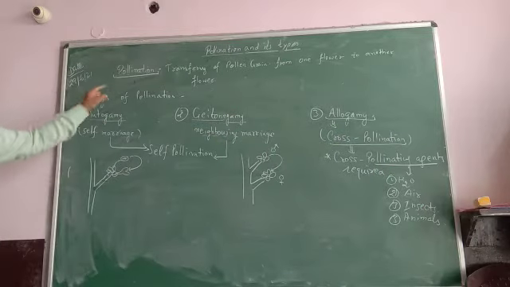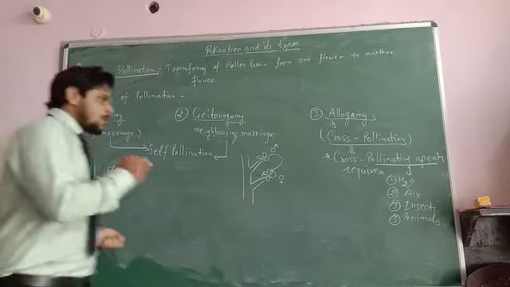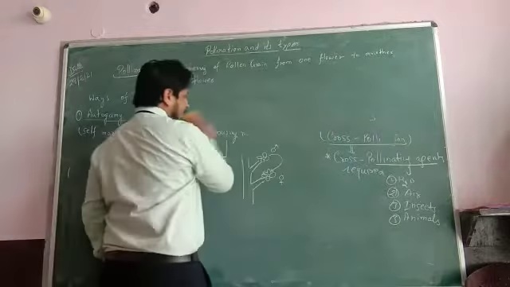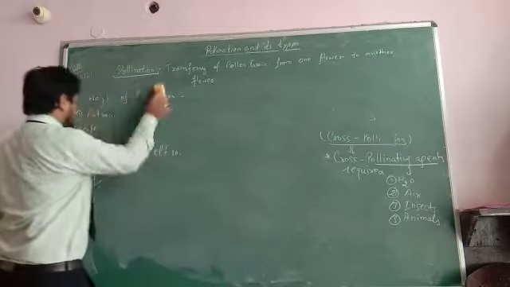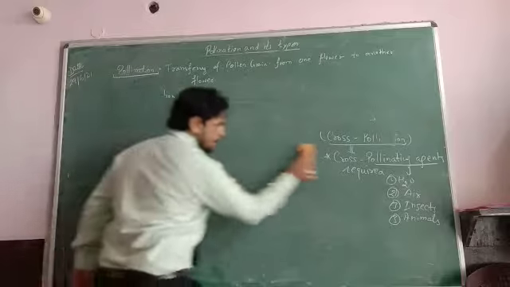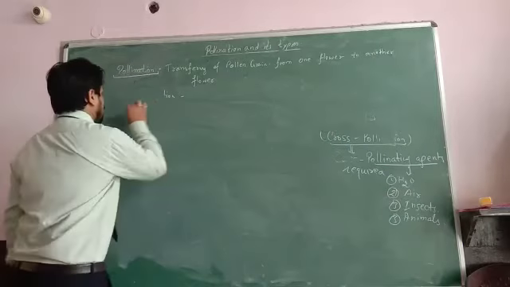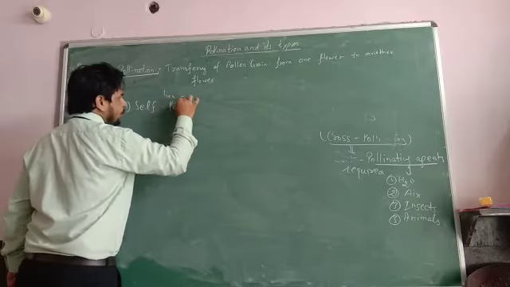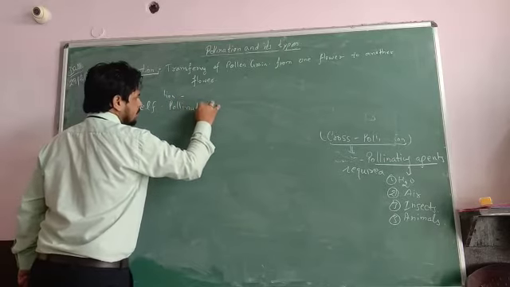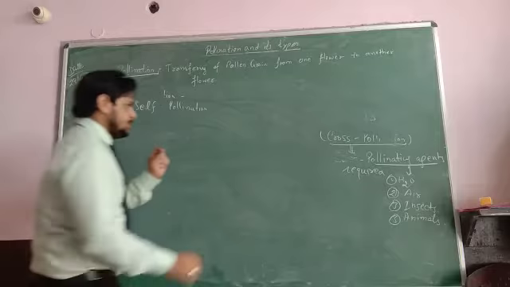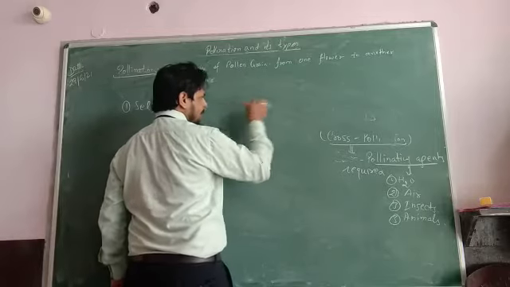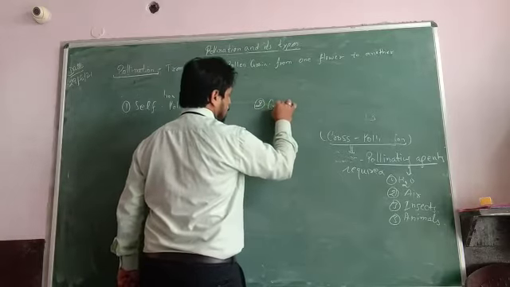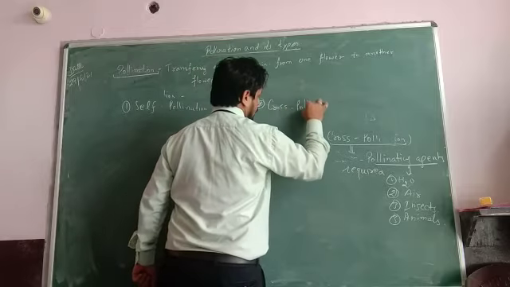Now, what are the types of pollination? There are two types of pollination. The first one is self-pollination, which shows autogamy and zygnogamy; we already discussed this. The second one is cross-pollination.